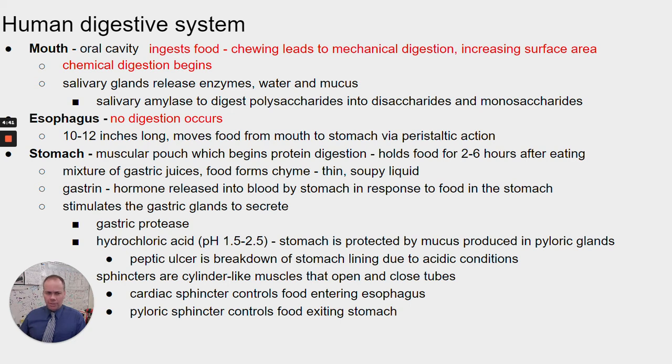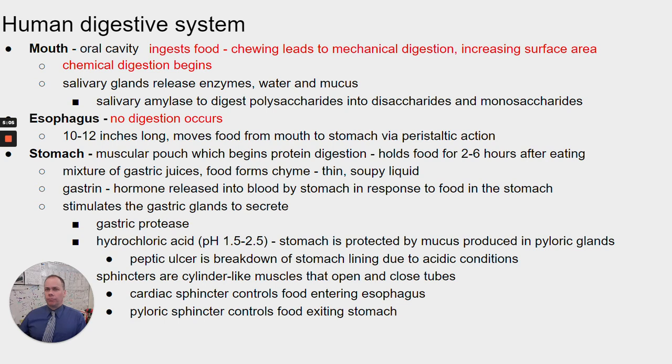There's hydrochloric acid in our stomach. There are enzymes, gastric protease, which breaks down proteins. These enzymes start working on this food and basically change it from the solid chunks that we swallowed into a liquidy, partially digested liquid called chyme.